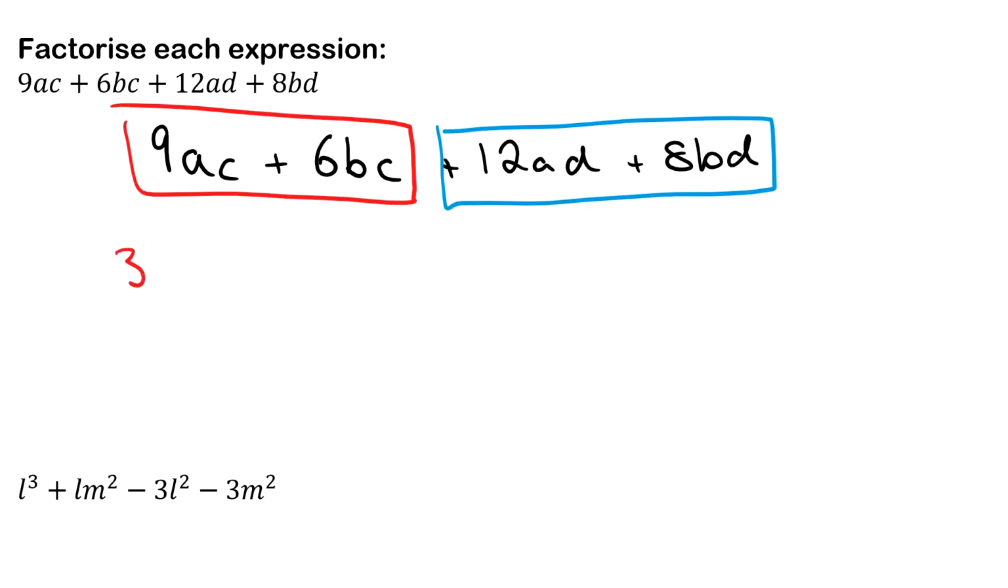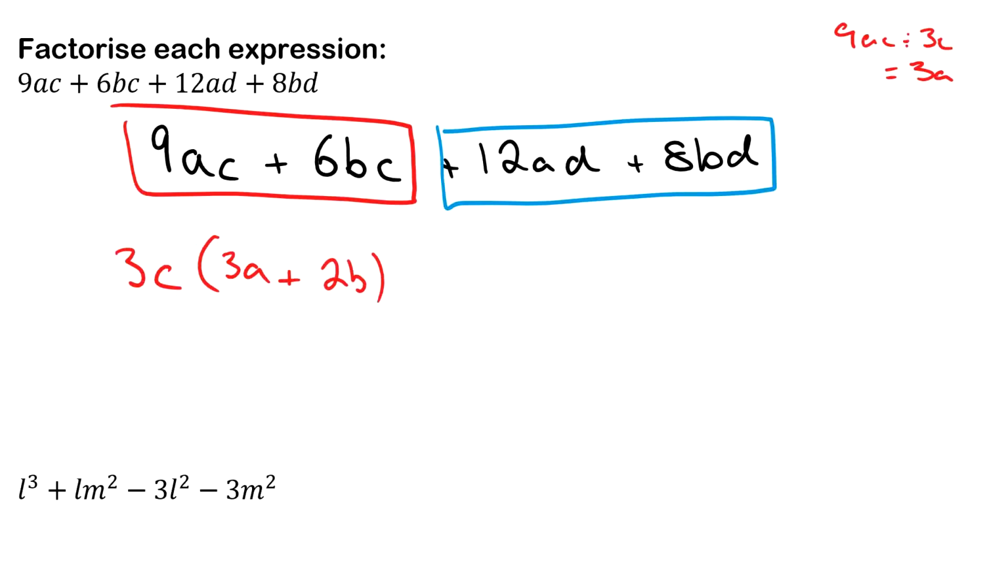You then look for any common letters or pronumerals. In this case, C is common, it's in both, so I can write that down. There's nothing else common, so I put my first bracket, and then I ask, what's 9AC divided by 3C? That gets me 3A, so I know 3A goes there. I then get 6BC divided by 3C, and I get 2B.